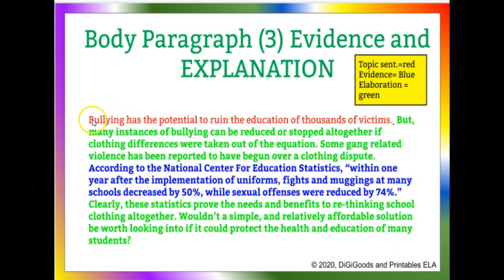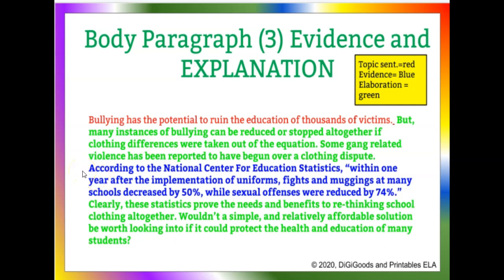And this is body paragraph 3. Topic sentence. Bullying has the potential to ruin the education of thousands of victims. Here's some elaboration. But many instances of bullying can be reduced or stopped altogether if clothing differences were taken out of the equation. Some gang-related violence had been reported to have begun over clothing disputes.